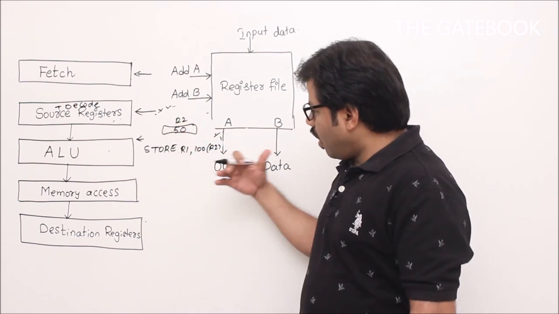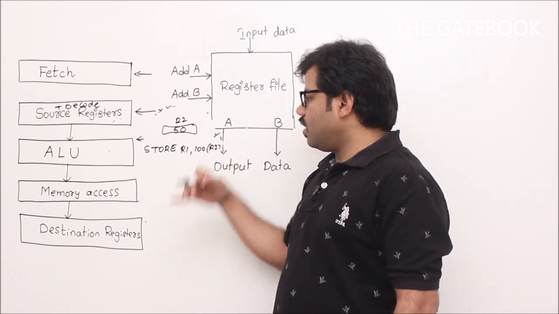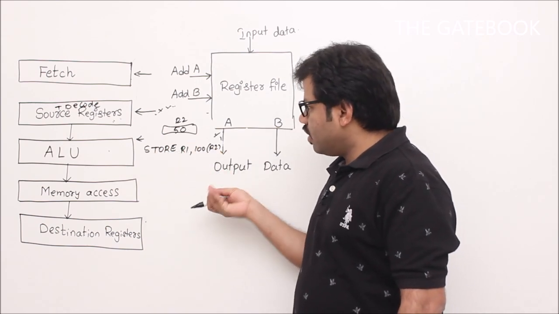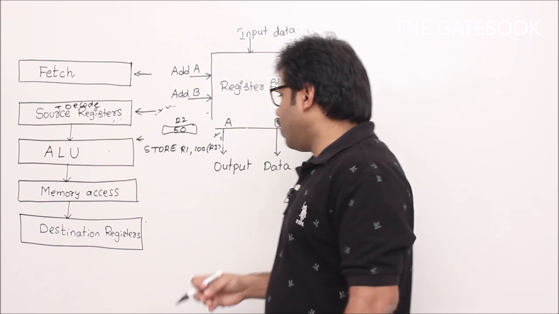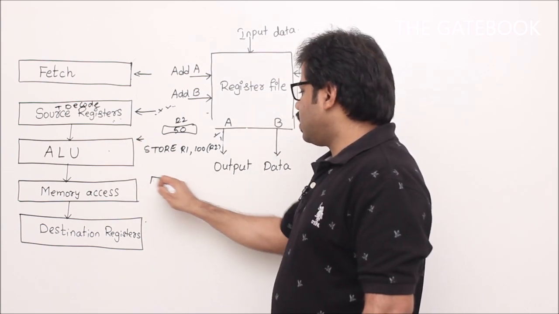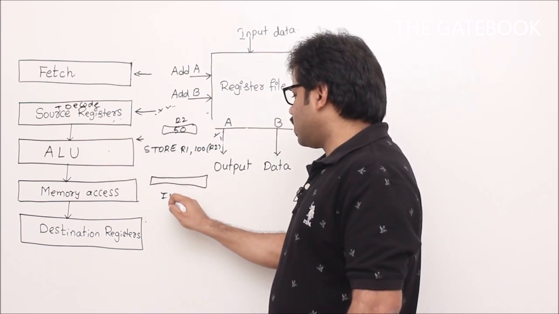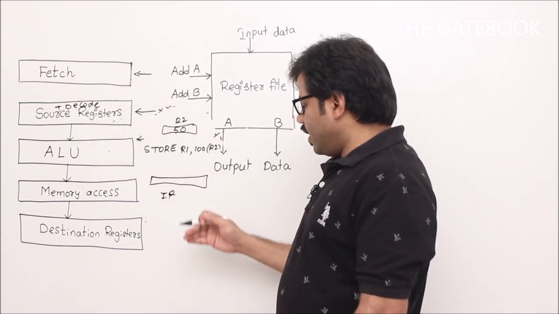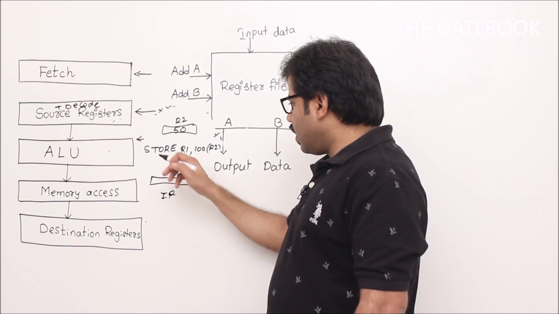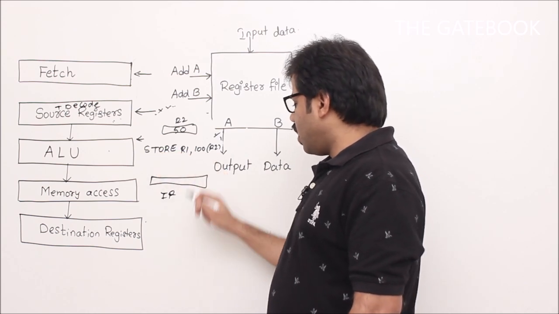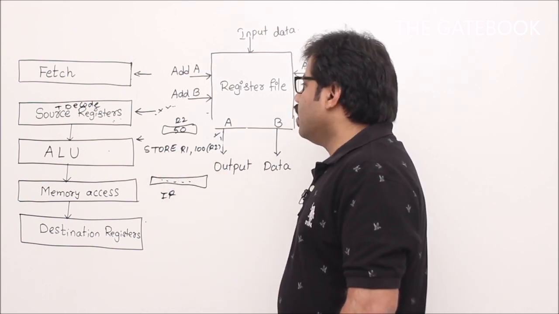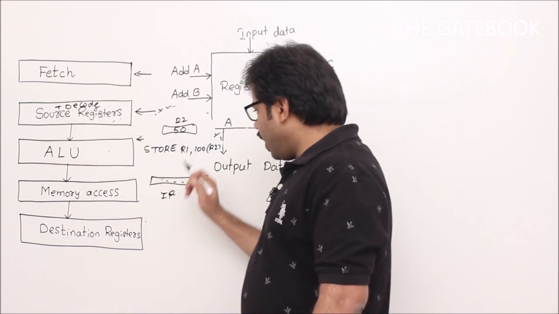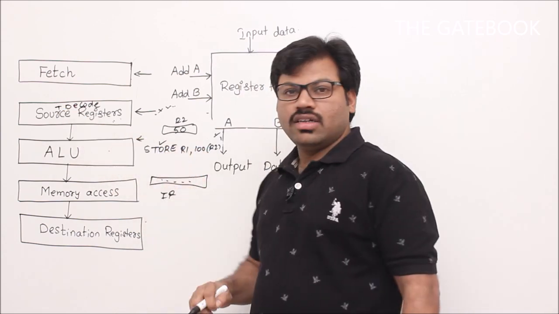So what is going to happen? If I execute this instruction, in which stage what work is going on, we will see. First step, instruction register. The first step is fetching. Whenever I fetch the instruction, this store R1 100 R2 will come here. In the second step, we decode it and we understand that it is a store instruction.